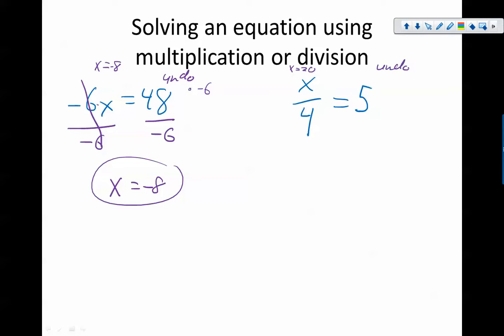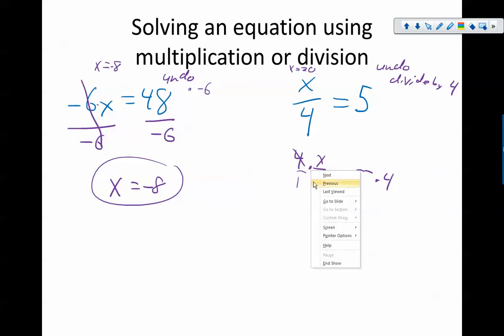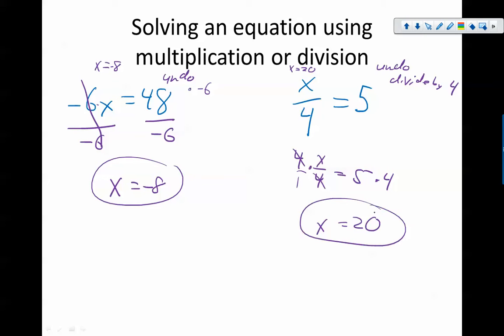We need to undo the divide by 4. To undo the divide by 4, I need to multiply by 4. If I multiply the left by 4, I have to multiply the right by 4. So the 4's cancel, right? We can cross cancel these, leaving just x. And then 5 times 4 makes 20. And there it is. 20 divided by 4 equals 5.